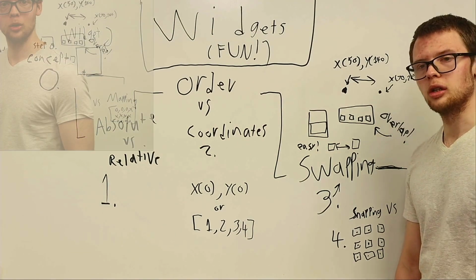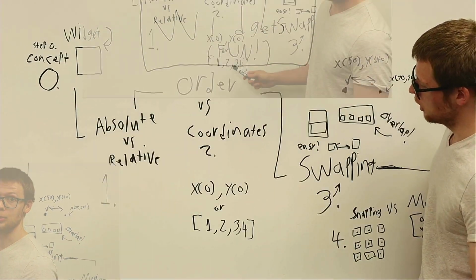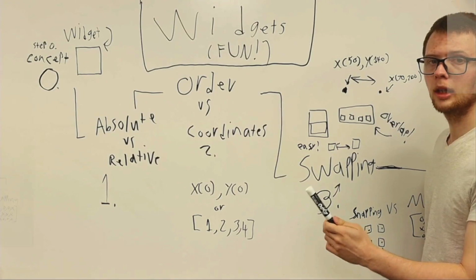Inside the larger widget, a little square. What if they overlap? What if they don't fit all in one line? Overlap occurs, for example.